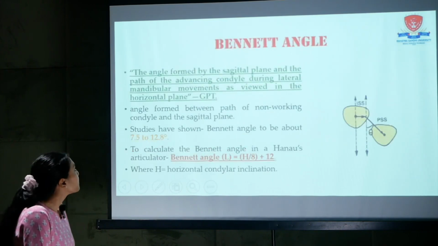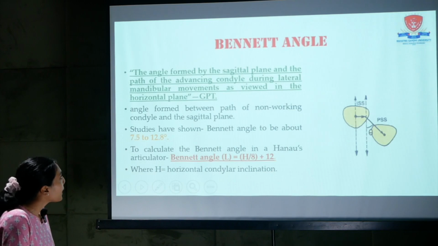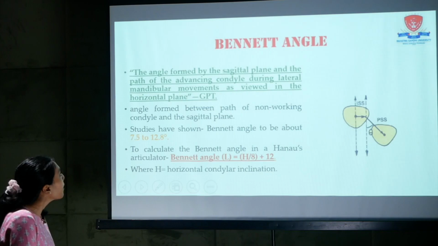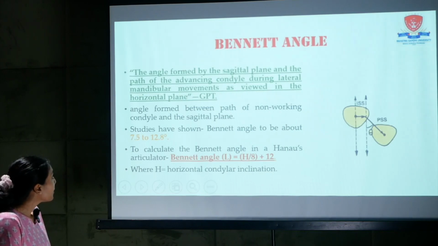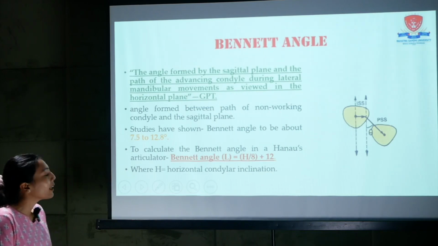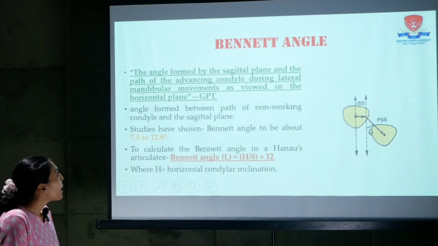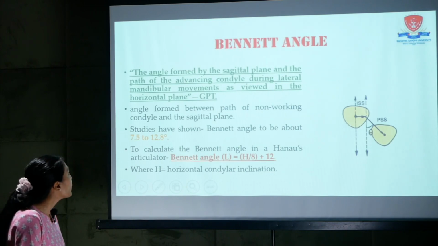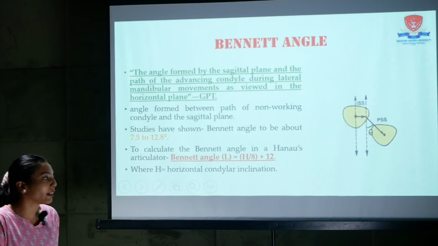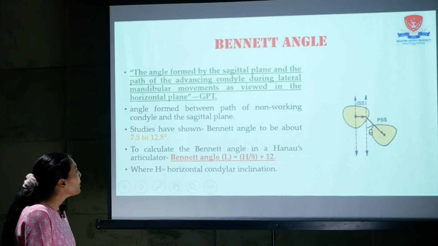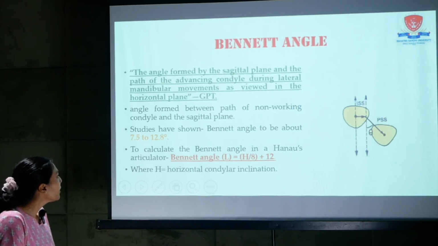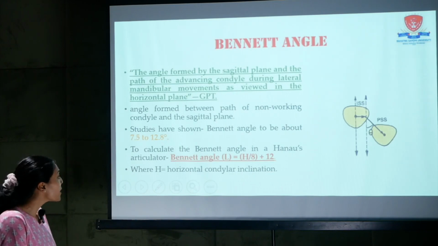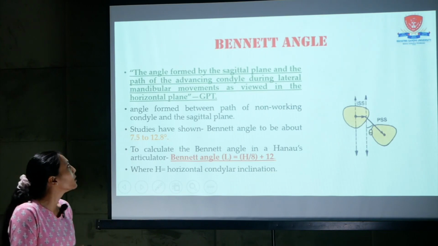What is Bennett angle? The angle formed within the sagittal plane and the path of the advancing condyle during lateral mandibular movement as viewed in the horizontal plane. The angle formed between the path of the non-working condyle and the sagittal plane is known as Bennett angle. Studies have shown the Bennett angle to be about 7.5 to 12.8 degrees. To calculate the Bennett angle in a Hanau's articulator, Bennett angle is equal to h by 8 plus 12, where h is horizontal condylar inclination.